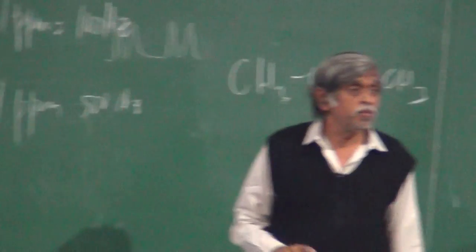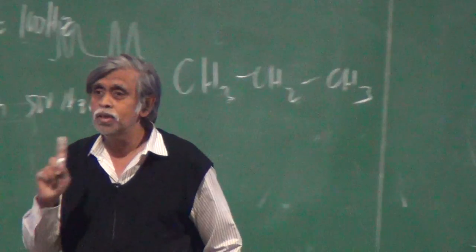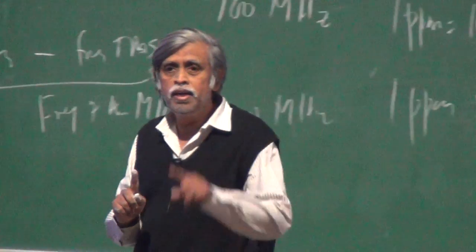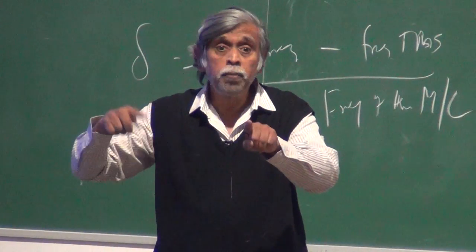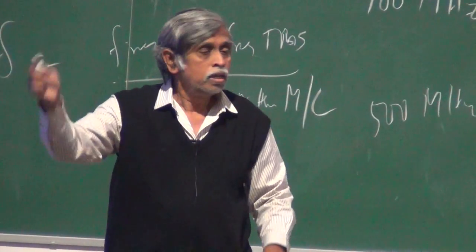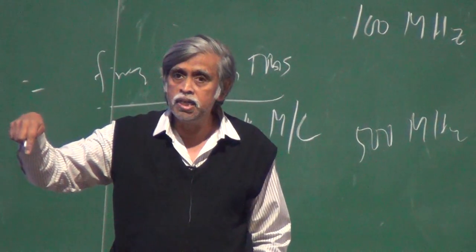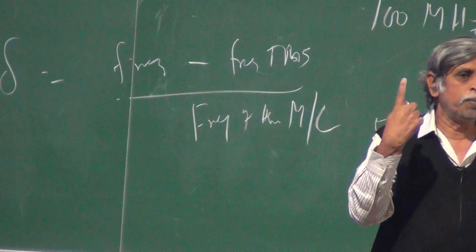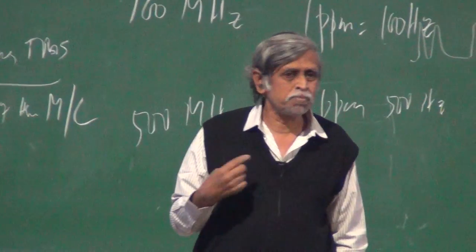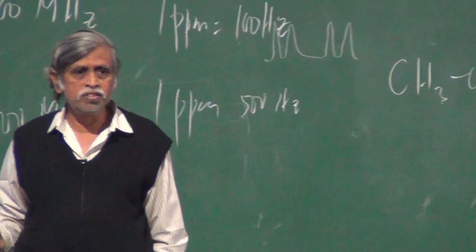So which means that when the methyl group is absorbing at 1 ppm, what does it mean? It simply means it is 100 hertz away from tetramethylsilane in a 100 megahertz machine, but it is 500 hertz away in a 500 megahertz machine. But if I divide it by the operating frequency of the machine, it's always going to be the number 1, expressed in units of parts per million, and that's the reason why we did this.